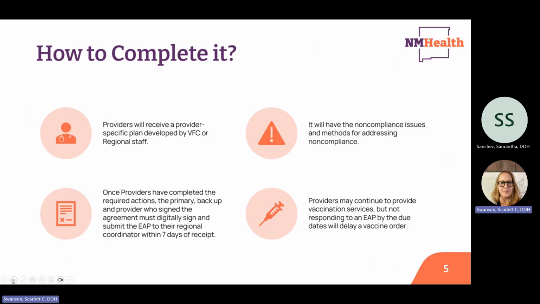Once you've completed those required actions, your primary backup and the provider of record who signed the agreement must digitally sign and submit the EAP to their regional coordinator within 7 days of receipt. Please continue to provide vaccination services, but know that not responding to an EAP by the due date can delay a vaccine order.